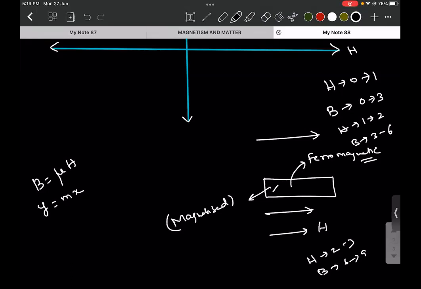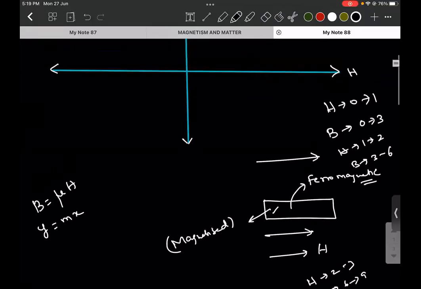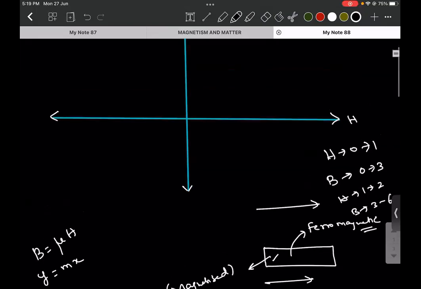So for unit value of change here, what is the corresponding proportional value changing in H? That's what the equation tells us. B is equal to mu H. So if that is the case, then for a ferromagnetic substance, if I'm asked to plot a graph for this, then what am I supposed to do? I should have plotted a graph as a straight line.